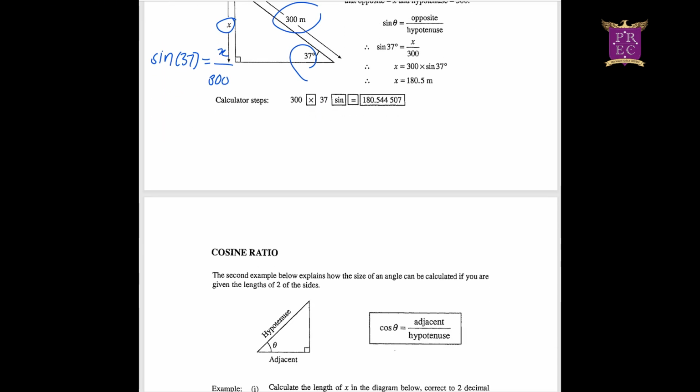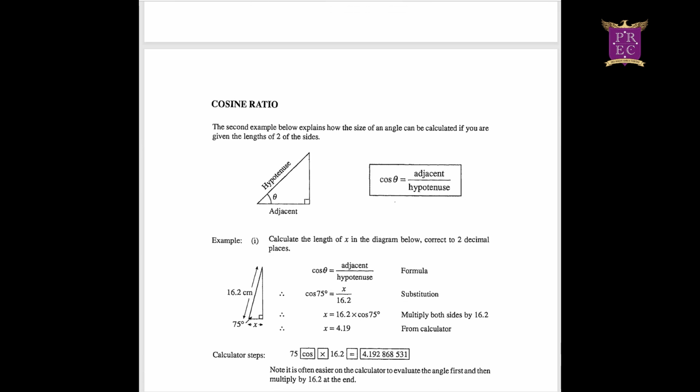Okay, let's move on to cosine. Remember TOA, this is CAH, cos is equal to adjacent over hypotenuse, which has been given over here. Okay, so we'll do the same thing. Let's have a look at this example over here. We are given the reference angle to be theta. Okay, and what's the side? This is the hypotenuse, it's directly opposite to the right angle, and we've been given the adjacent as well.